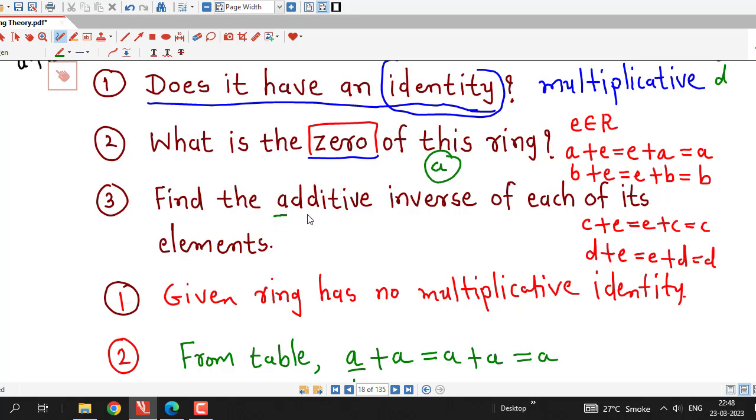The third one is, find the additive inverse of each of its elements. Whenever we have 0 in the ring, we can talk about the additive inverse for each of the elements. Suppose x is any element of the ring, then the additive inverse of x with respect to addition is y if x plus y equals the 0 of the ring, here 0 is A, and this is equal to y plus x. If x plus y equals y plus x equals the 0 of the ring, then x and y are called additive inverses of each other.